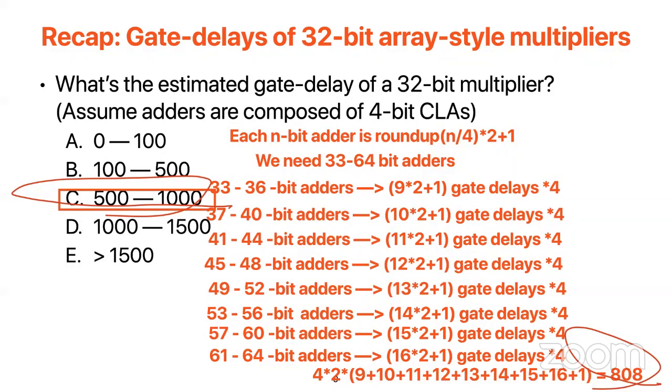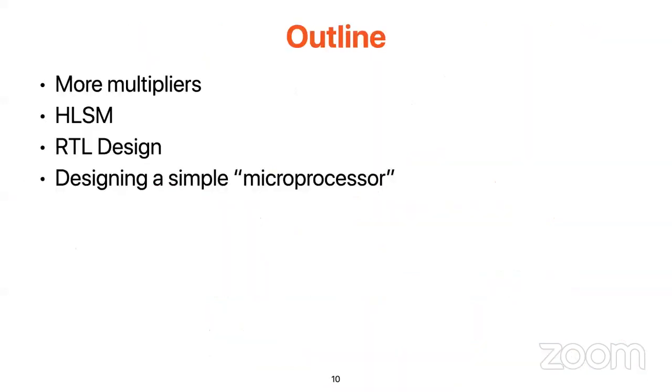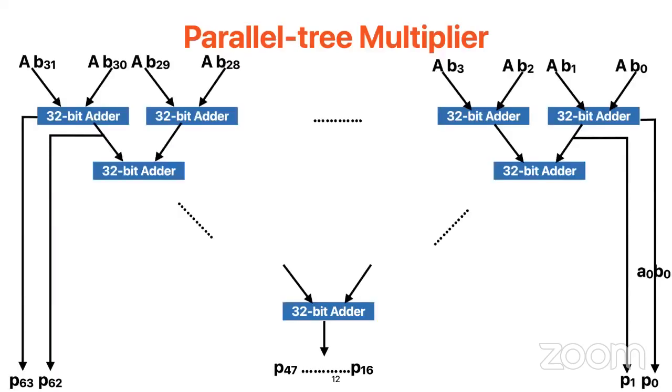So today we are going to talk about more multipliers, and then we are going to talk about high-level state machines, RTL design, and how to put everything together to design a simple microprocessor. So let's talk about the design of more multipliers. So far the best one we have talked about is the array style. However, there is a better design that you can potentially do. That's a parallel tree multiplier.